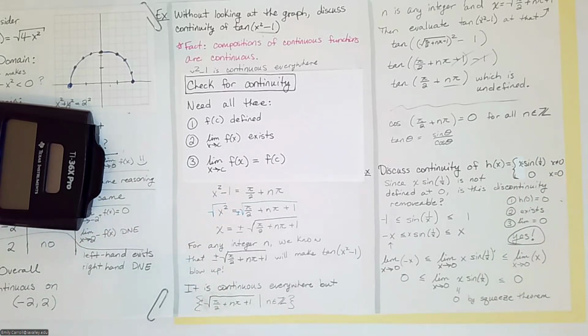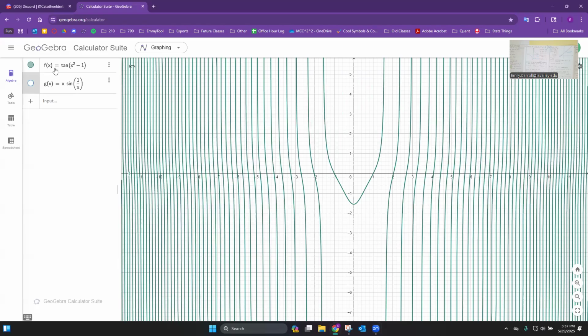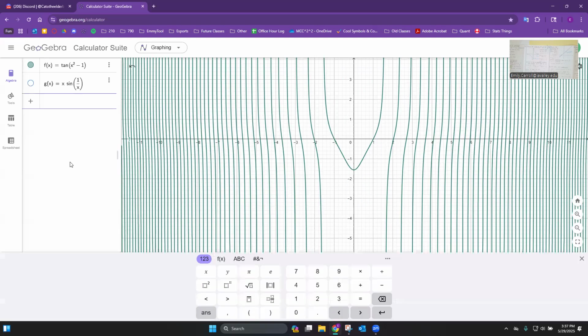Before we go, I think it'd be cool to show the graphs of those two functions. Let me switch over to screen share real quick. There we go. All right, here's our tangent of x squared minus 1. And so this is discontinuous for any plus or minus square root of pi over 2 plus n pi plus 1. Let me show you what that looks like.